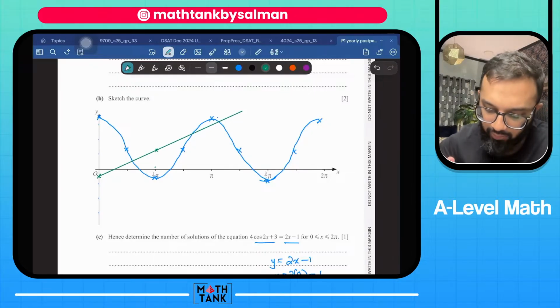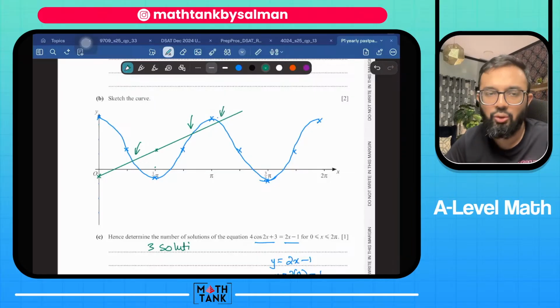Okay, so how many solutions? 1, 2, and 3. Let's check if that's the correct answer. Yes, that's the correct answer. So I've more or less drawn the line correctly. Okay.